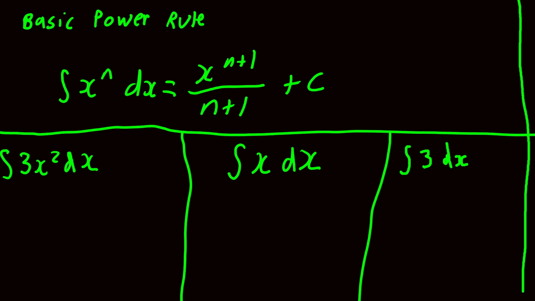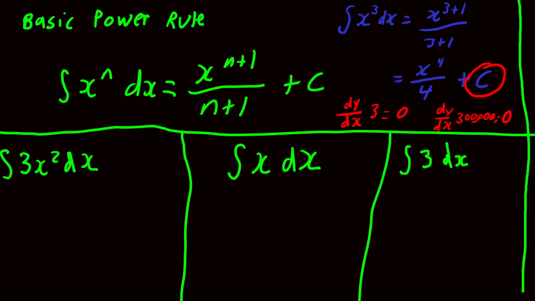So the integral of x to the n dx equals x to the n plus 1 over n plus 1 plus c. We'll talk about that plus c later. Let's focus on this part. X to the n plus 1 over n plus 1. So what that means is if I have the integral of x cubed dx, this would equal x to the 3 plus 1 over 3 plus 1, or x to the 4th over 4 plus c.